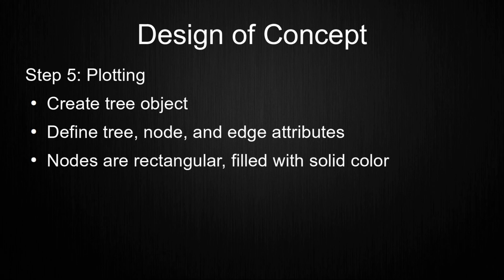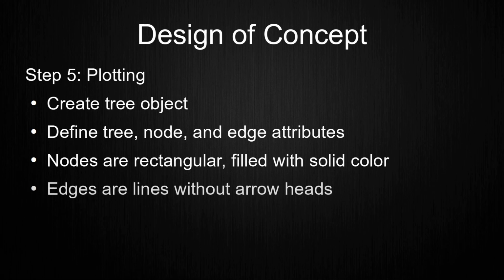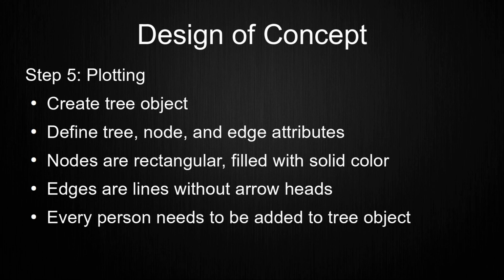Next, the parameters of the nodes themselves are specified. For this version, the nodes shall be rectangular and filled with a solid color. The last set of parameters is to define the edges. Here, the width is specified and the arrowhead is set to none, because GraphViz will use arrows for edges by default. After creating the basic family tree object, every person needs to be added to it now.